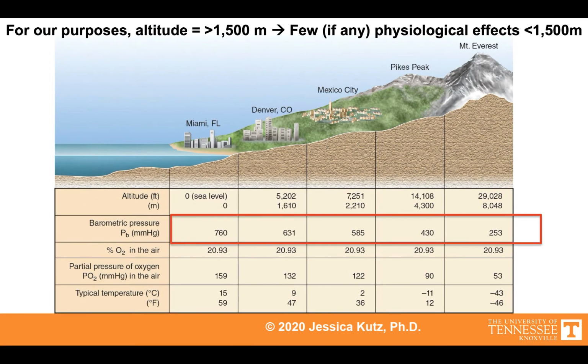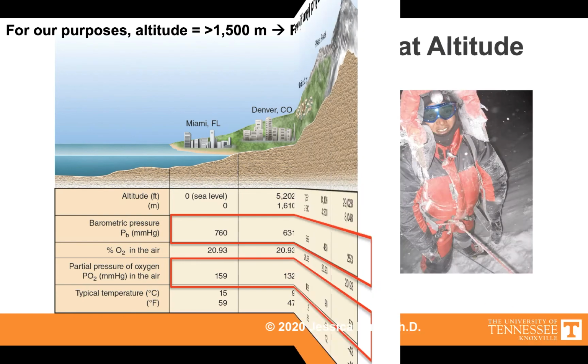So what's the important common thread that we just saw? We saw that as we increase in altitude, that barometric pressure is going to go down, which is going to lead then to a decrease in the partial pressure of oxygen as well as all of our gases, which will affect our ability to bring oxygen from the air and get that to our exercising tissues. Of important note as well is that the typical temperature is going to go down as we go up in altitude. So we also have a cold stress as we go up.